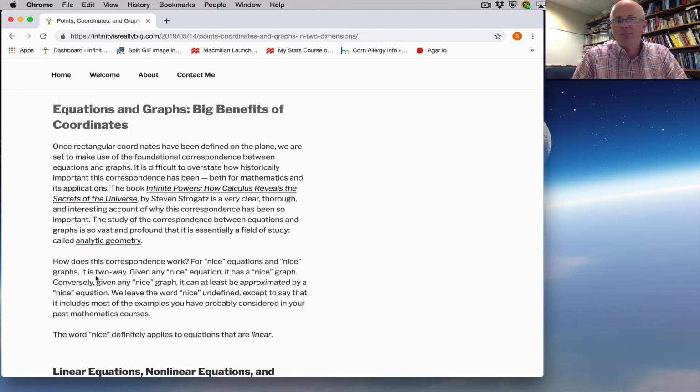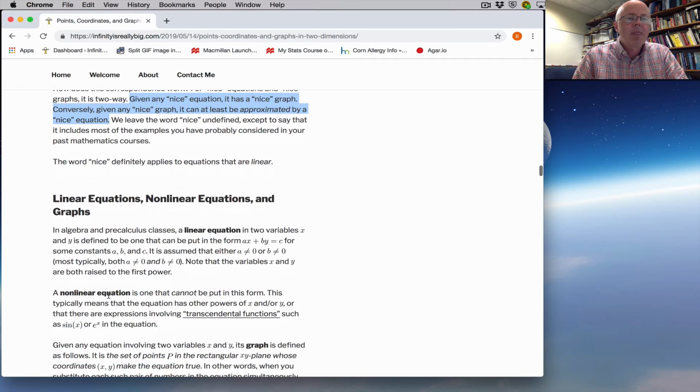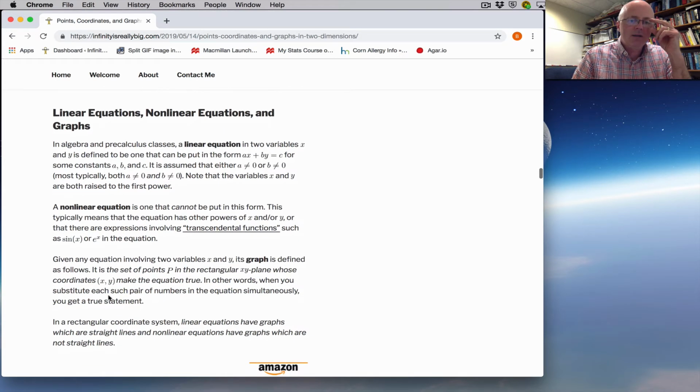Essentially, there's a two-way correspondence. Given any nice equation, it has a nice graph; I'm not going to say what I mean by nice. And conversely, given any nice graph, it can at least be approximated by a nice equation. So there's a back and forth between the two. Then we get into some examples, focusing on linear equations and nonlinear equations.